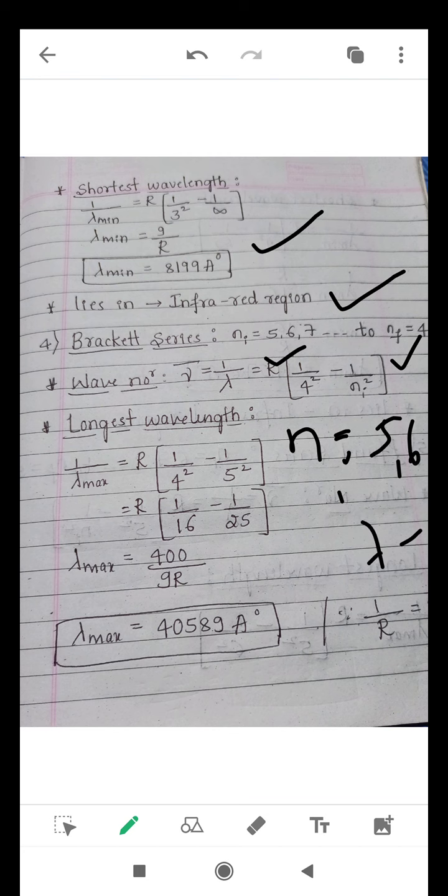Also now we'll get the value of longest wavelength for the Brackett series. You can observe in this slide 1 divided by lambda max is equal to R times of 1 divided by 4 square minus 1 divided by 5 square. Therefore lambda max equals 400 divided by 9R. So the value of that is lambda max equal to 40589 angstrom. Here again the value of 1 by R is 911 angstrom. So this is how we can determine longest wavelength for the Brackett series.